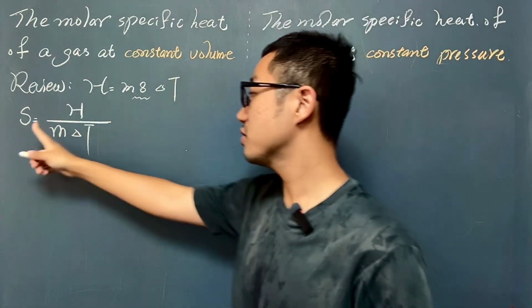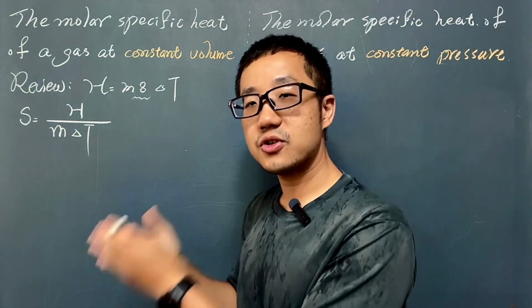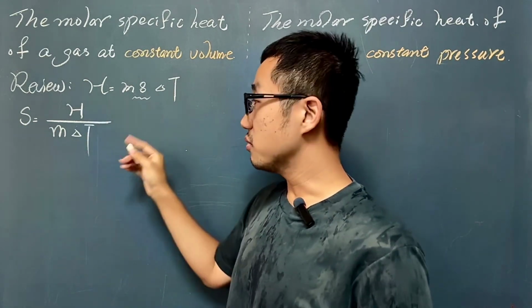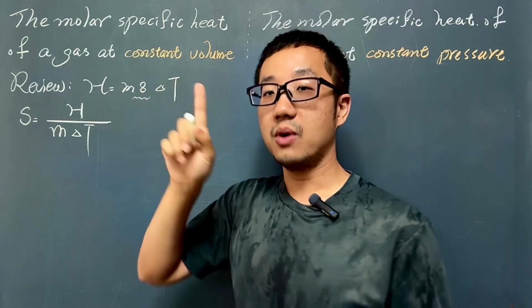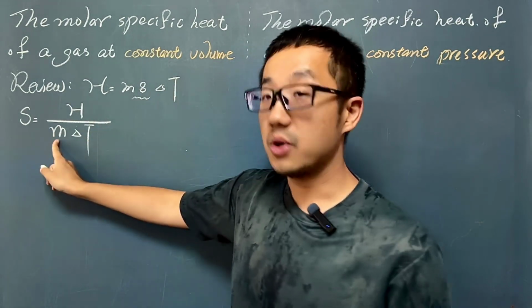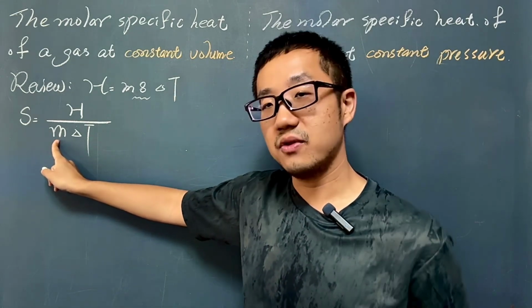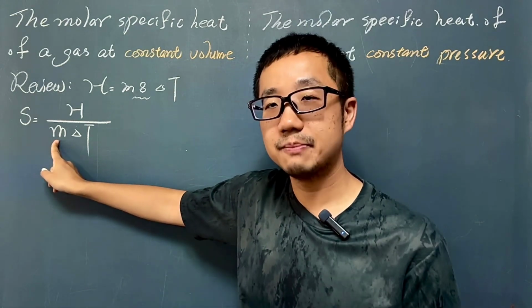What is the definition for the specific heat of a substance? That is the energy required to raise the temperature by 1 degree Celsius or 1 Kelvin for a unit mass, like 1 gram or 1 kilogram. That is the definition for the specific heat.